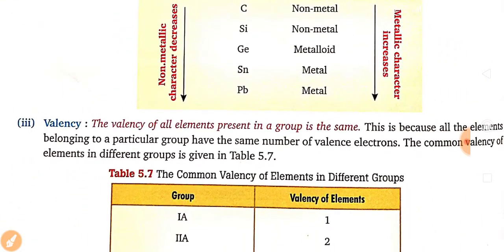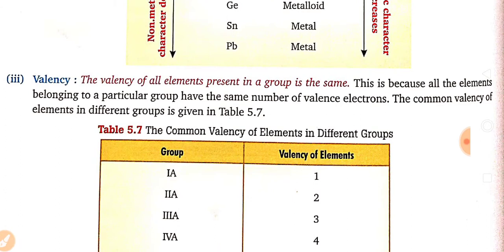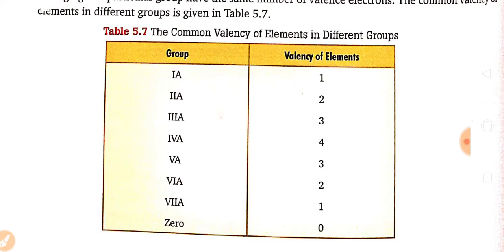Next is valency. The valency of elements present in a group is the same. This is because all the elements belonging to a particular group have the same number of valence electrons. So there is no variation in valency. The common valency of elements in different groups is given in table 5.7.